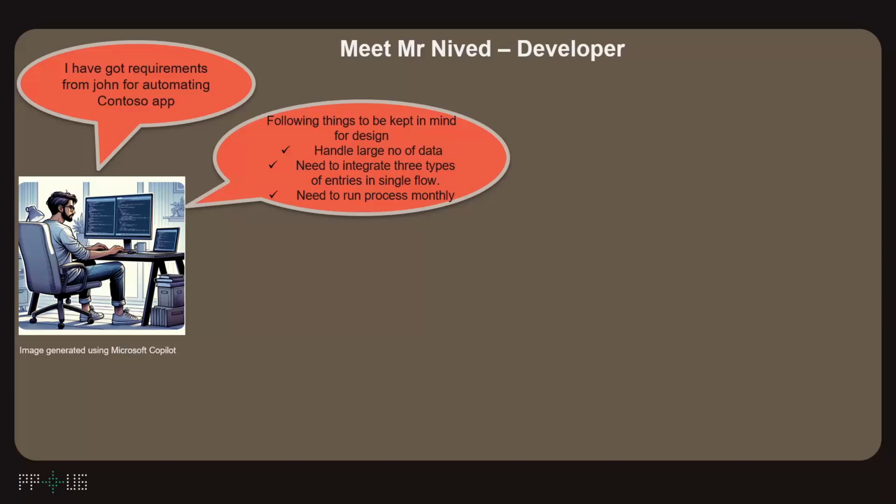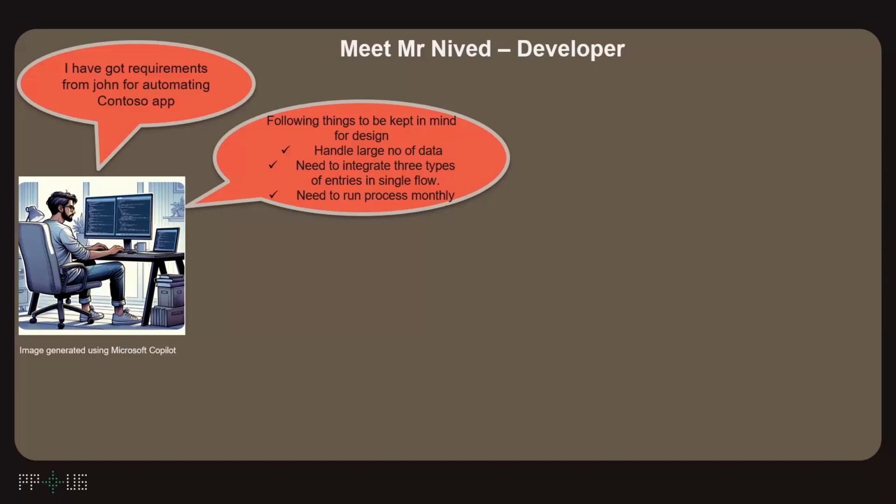One thing is it should handle a large number of records. John already told me that sometimes there will be hundreds of records coming every month, and it takes a lot of time to enter them. Next, from the design perspective, I have to integrate three types of entries in a single flow. We have three different entries: invoices, support cases, and records. So you need to find a single optimal design where a single flow can be used for all three entries.